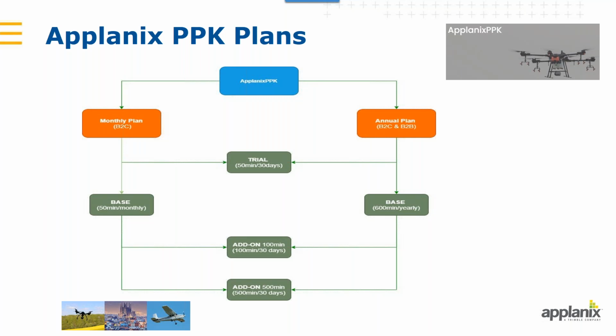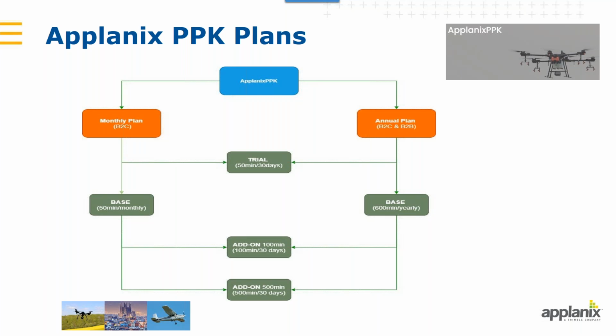The monthly base plan will allow you to process 50 minutes of flight data on a monthly basis, whereas the annual plan would allow you to process 600 minutes over 1 year. And if I say 50 minutes or 600 minutes, it means flight minutes. So we're ignoring any static data. Any data on the ground are going to be ignored. It's only flight data that are considered here.